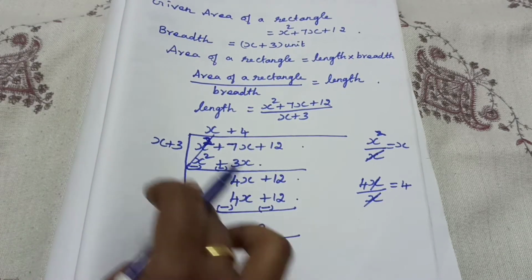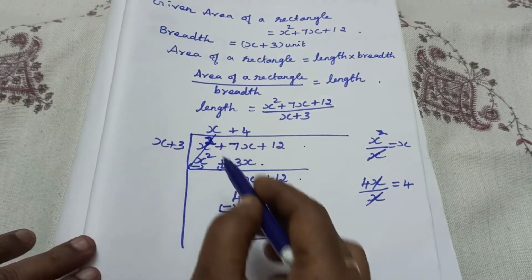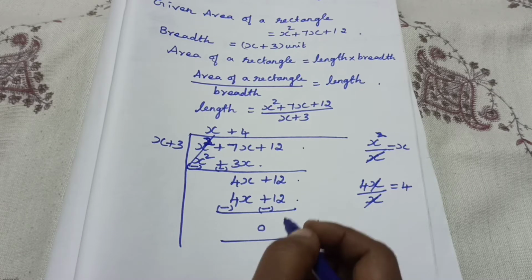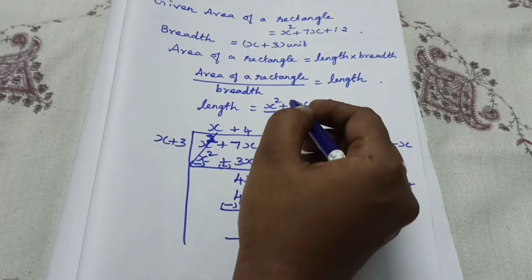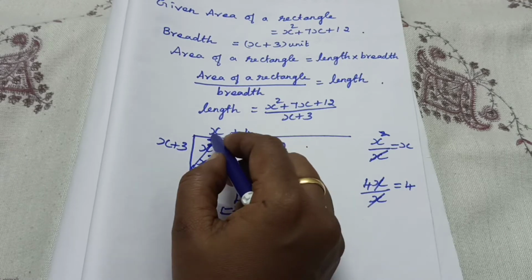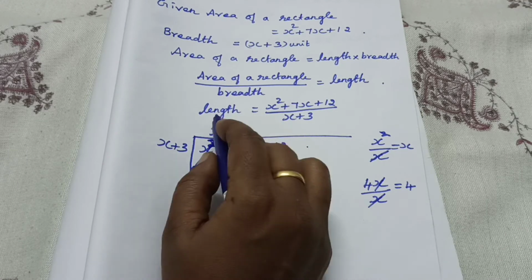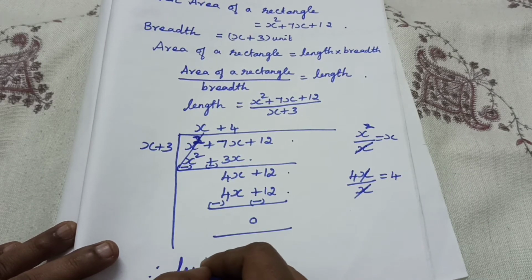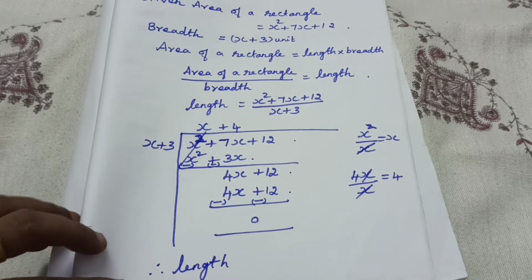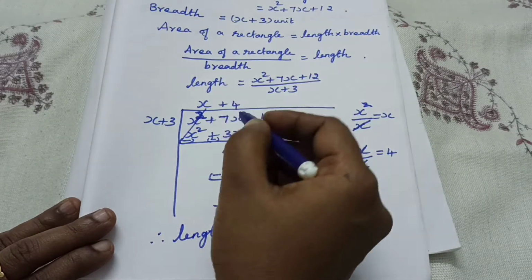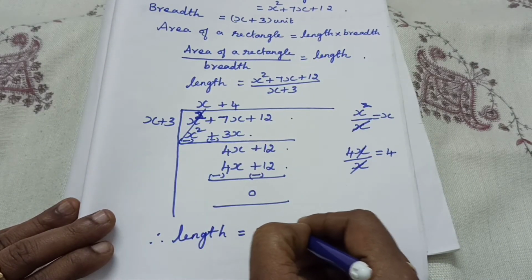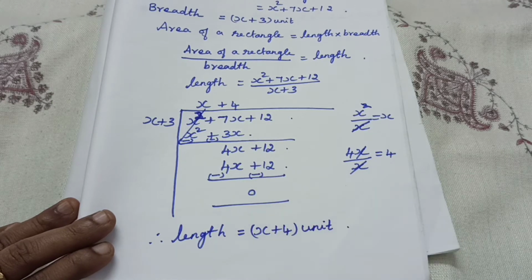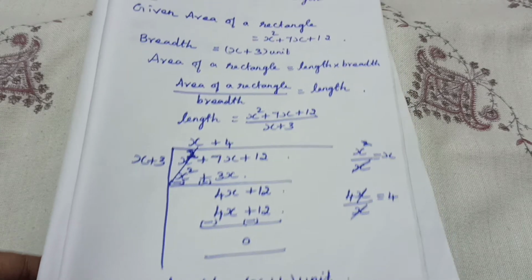Okay, then after subtracting, dividing time, what's the remainder we got? 0 is the remainder. Therefore, dividing this, what's the answer we got? x plus 4. Therefore length is equal to x plus 4 unit. Any doubt? Have you understood this one?